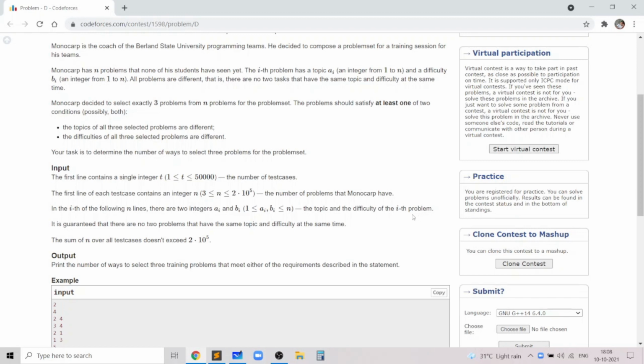So basically, we can find out how many triples don't satisfy both of these conditions. So how many triples have, for every pair of those triples, either the topic is the same for that pair or the difficulty is the same for that pair. Let's say we know how many such triples exist, then we can subtract it from n choose 3. So we can do n choose 3 minus that value to get the number of triples which satisfy the condition.